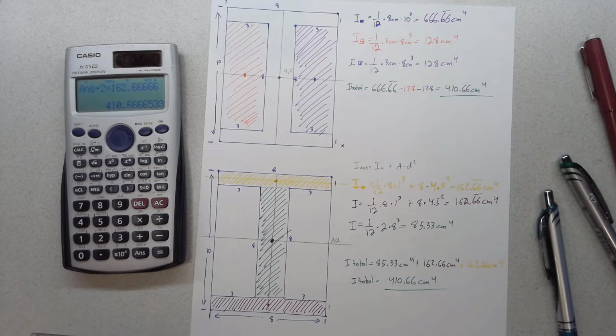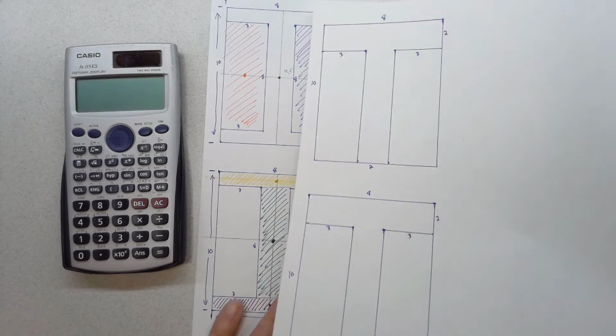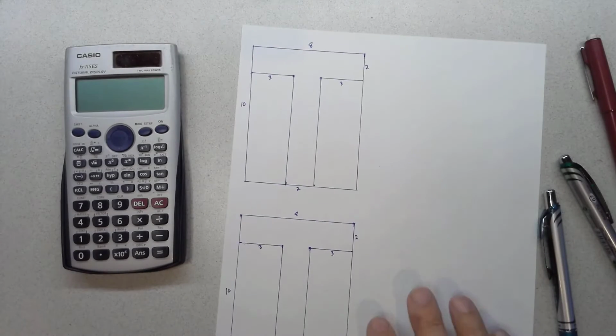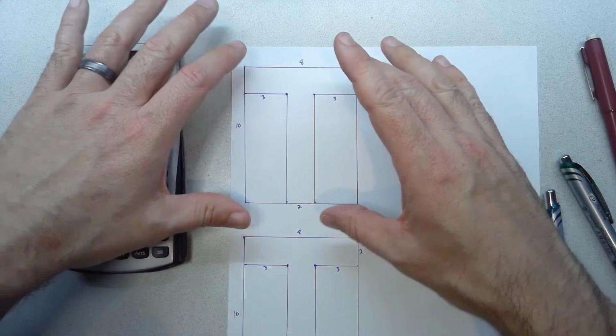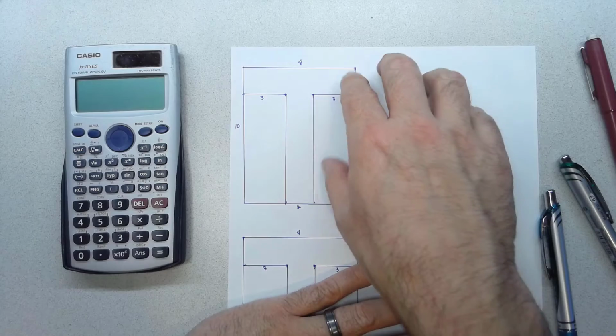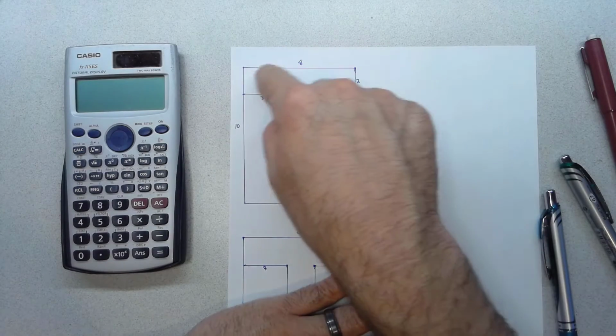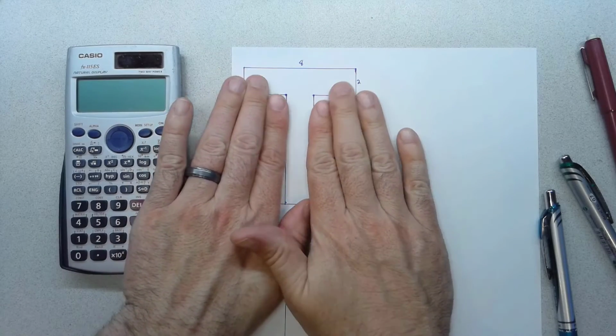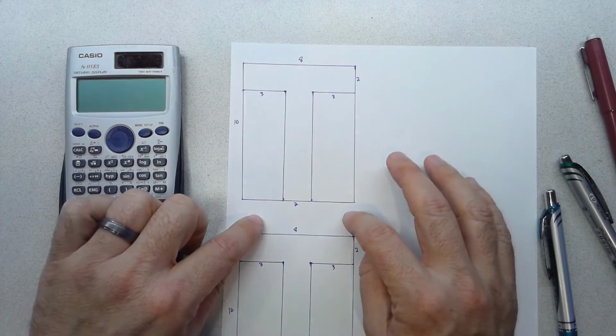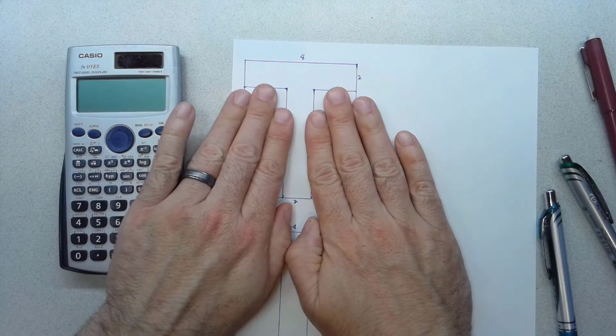Okay, let's go on and look at our next slightly more complicated shape. We've done an I shape. Now let's look at a T shape. Again, we're looking at it within our same 8 by 10 outer rectangle. But now we're going to cut out these 2 sides and not leave a flange on the bottom. So we'll just end up with a T shape.